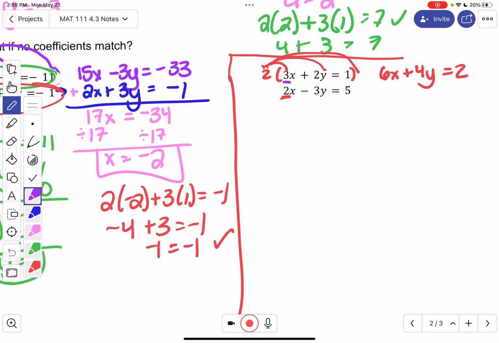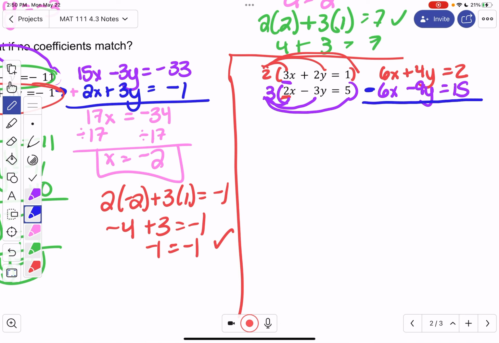The next one, the first coefficient on top is 3, so I'm going to multiply the bottom by 3. 3 times 2x is 6x. 3 times negative 3y is negative 9y. 3 times 5 is 15. Now we have the x's both have 6's. They're the same sign. They're both positive, so we're going to subtract.